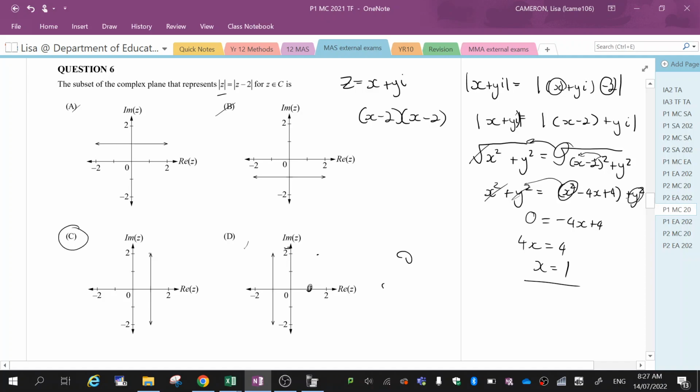X equals 1, it's not touching that at all, so it's not D. So your answer for this one is C.